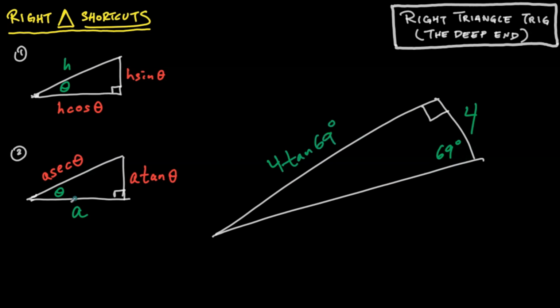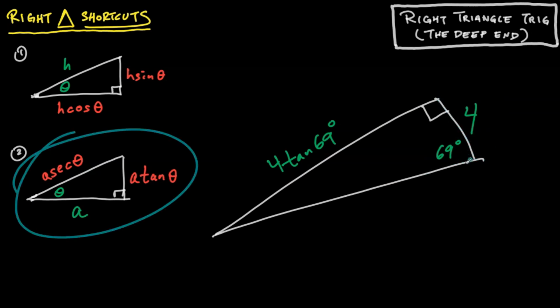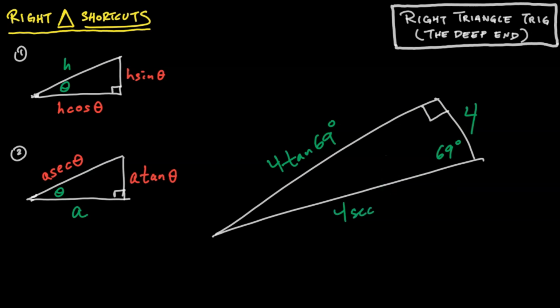And again, be clear why this one applies, why I've got a tangent there. It's because I don't know the hypotenuse. The given side was just the leg adjacent to the given angle. So this picture holds. It's the tangent that is involved. And similarly, this side, the hypotenuse, is going to be 4 times the secant of 69 degrees. And like that, we're done.